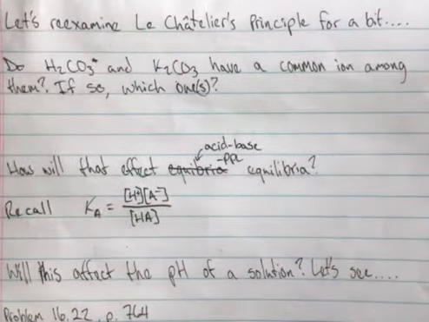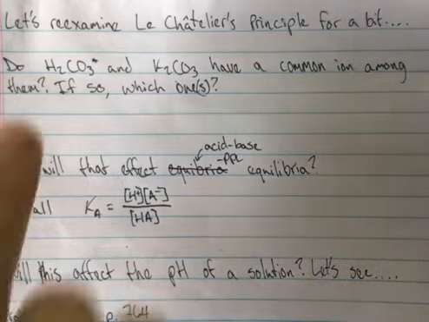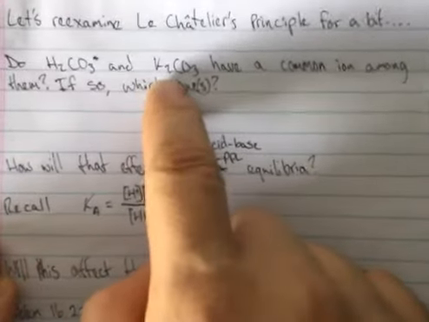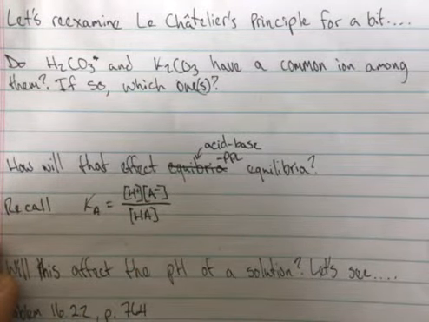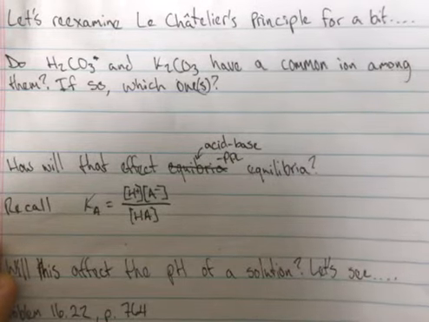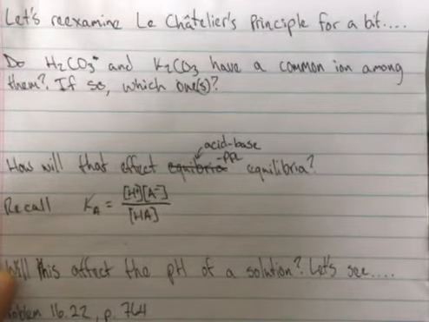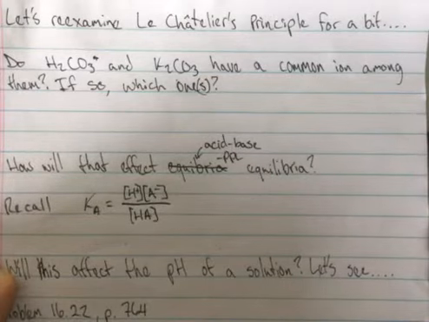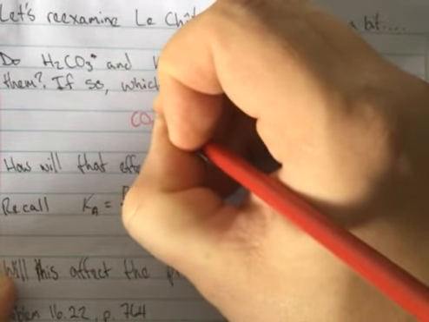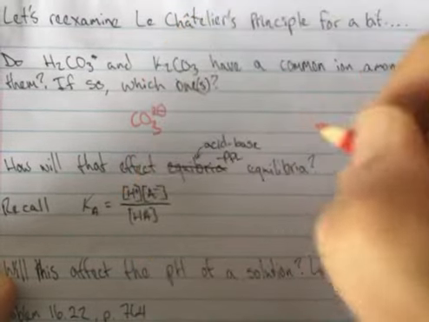Okay, so let's re-examine Le Chatelier's principle for a minute. So let's think about carbonic acid, which is H2CO3, and potassium carbonate, do they actually have common ions among them? And the answer is yes, they have one particular common ion, and that's going to be the carbonate. Right? So CO3 2 minus.